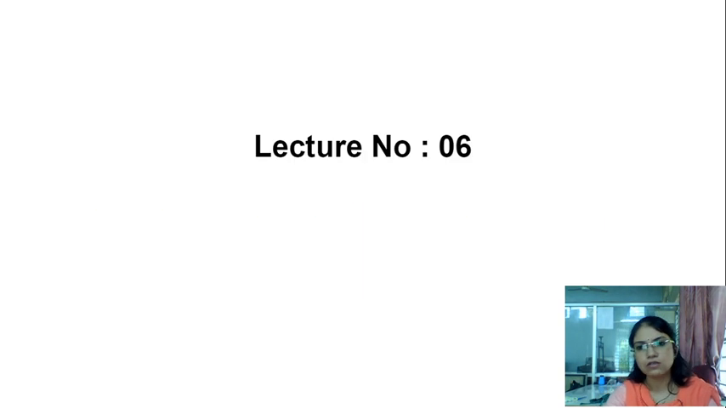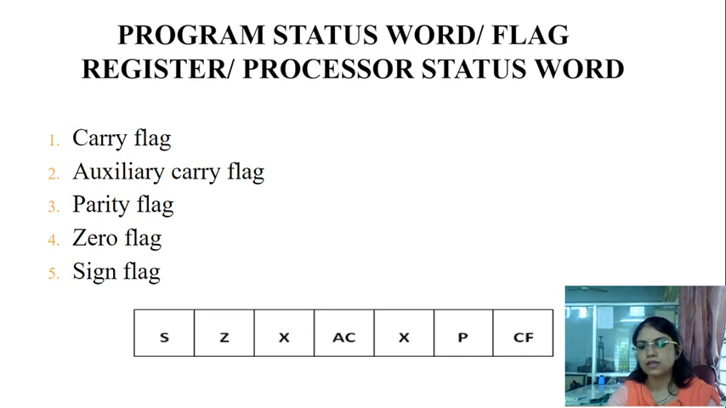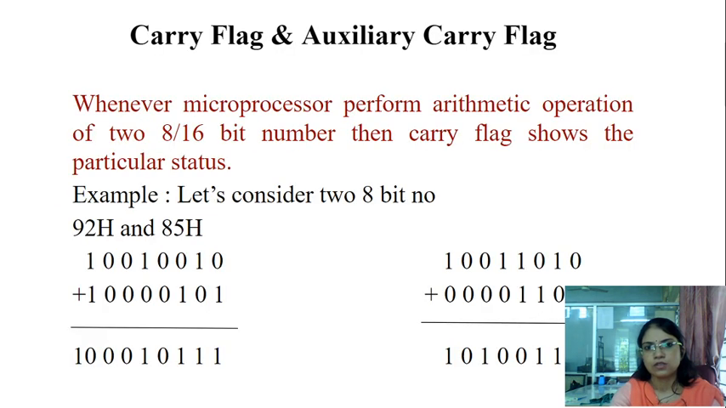In yesterday's lecture we studied the program status word, also called the flag register, or the processor status word. Yesterday we observed that our flag register consists of 5 flags, and each flag has its own importance and shows a particular status. We studied the carry flag, auxiliary carry flag, parity flag, zero flag and sign flag. In the carry flag, whenever the microprocessor performs an arithmetic operation on two 8/16-bit numbers, the result may be a maximum of 9 or 17 bits, and that 9th or 17th bit is copied into the carry flag.